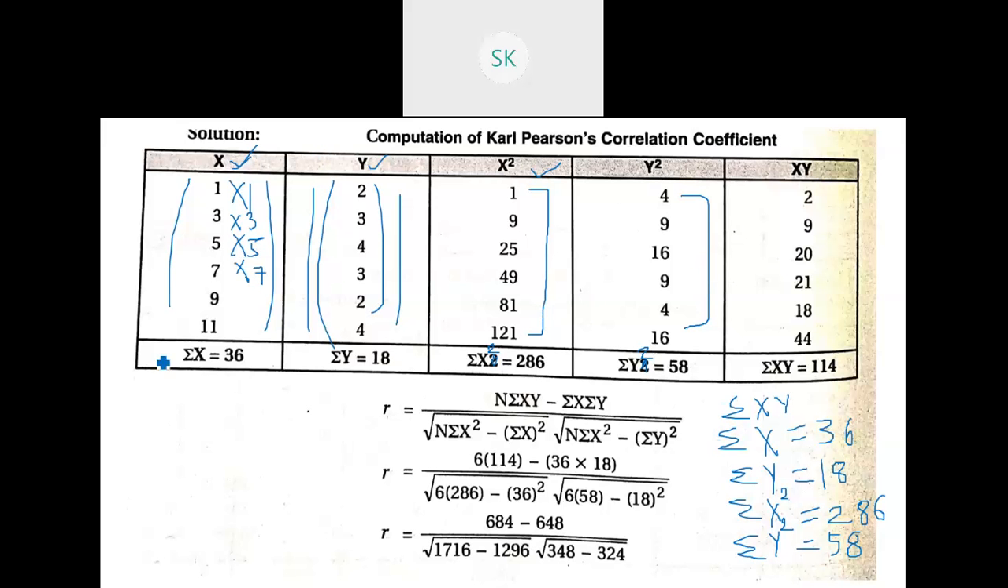So let's multiply these and get xy. Once we get xy and we add everything, we get the final important value, 114. So we got all the major data here. Any doubt in the table calculation? Any part of the table calculation you want me to explain?